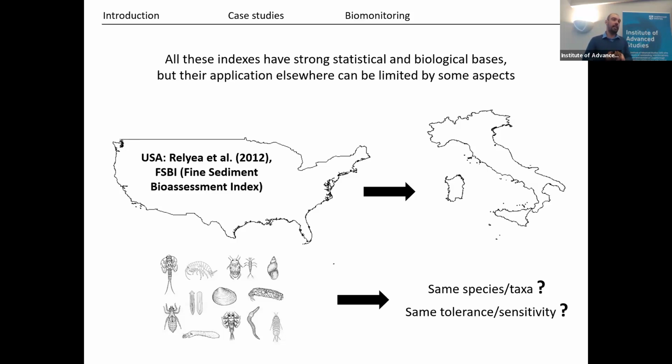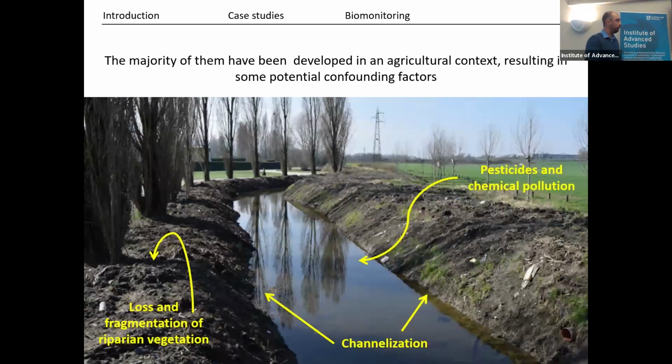For example, I'm Italian and I am interested in applying these indices to my own study area, but there are some limitations. For example, the taxonomic identity of macroinvertebrate species can vary from one region to another. Also, I'm not sure that all the species respond in a similar manner. They have the same tolerance or sensitivity to fine sediment.